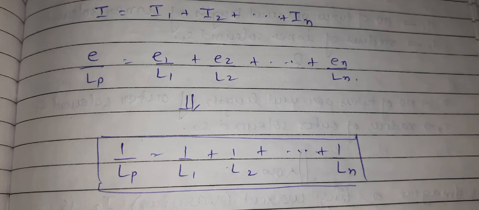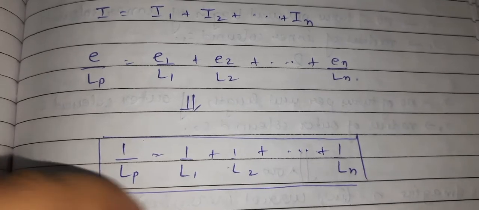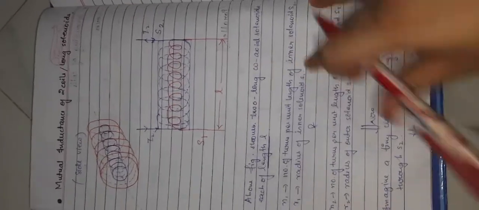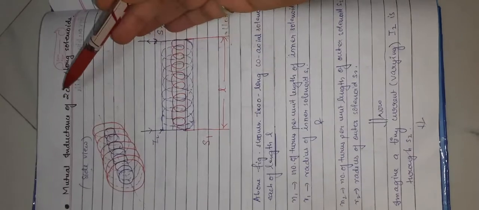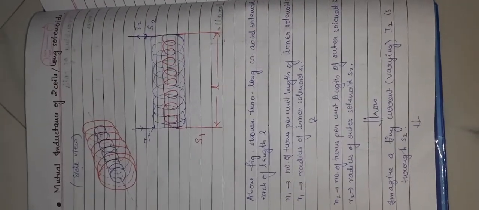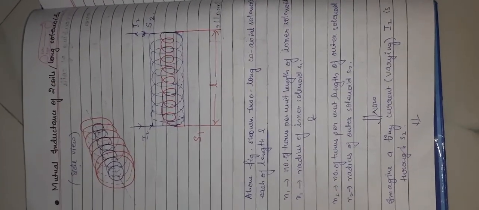Now the next topic which we will deal with is the mutual inductance, and specifically the mutual inductance of two coils which are combined together. Let me turn the page. As you can see, the heading I have written is the mutual inductance of two coils or two long solenoids specifically.